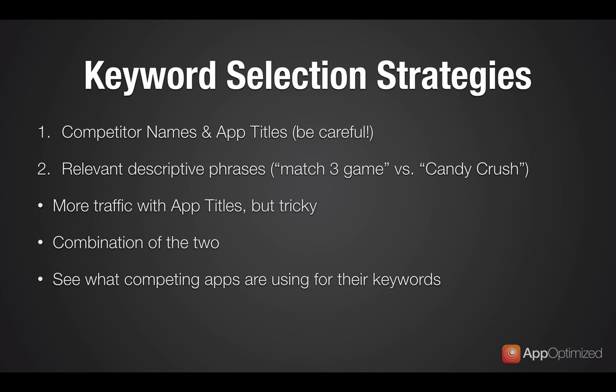So the other strategy, and a very good strategy, is to see what competing apps are using for their keywords. You want to essentially spy on other apps and see what they're using for their keywords, and consider using the ones that they're using, especially for successful apps. Consider what the successful apps are using as their keywords and use that for your own. And I'm going to go into more detail about how to do that in a future video.